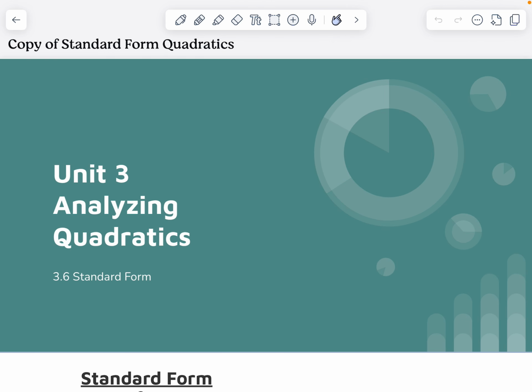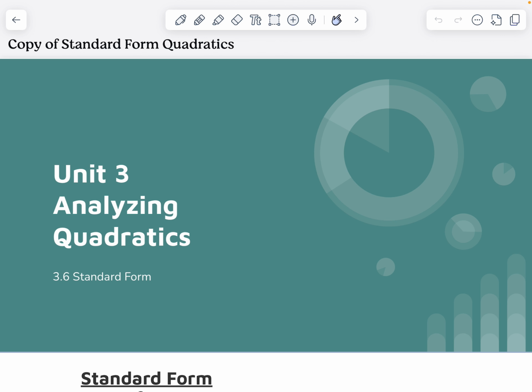Alrighty, so we're at 3.6 standard form. This is really the tail end of this rather short unit, but it is definitely the starting point for the next unit. So a nice little bridge, and we're talking about standard form.